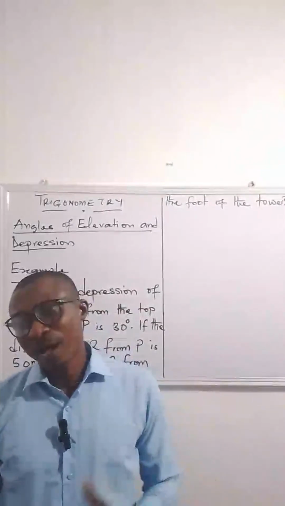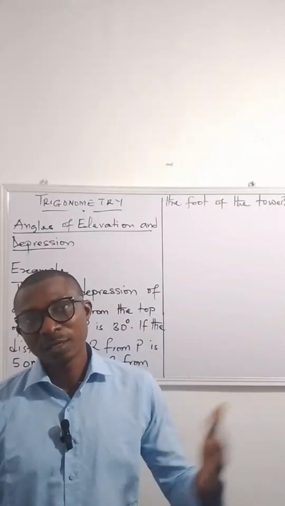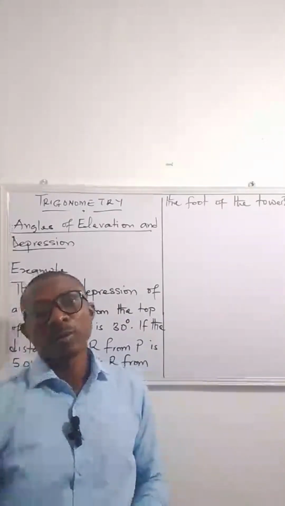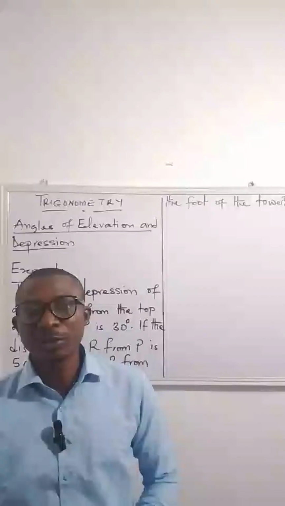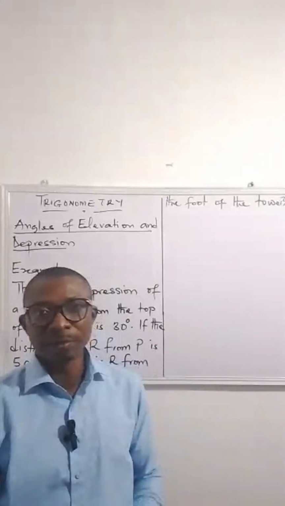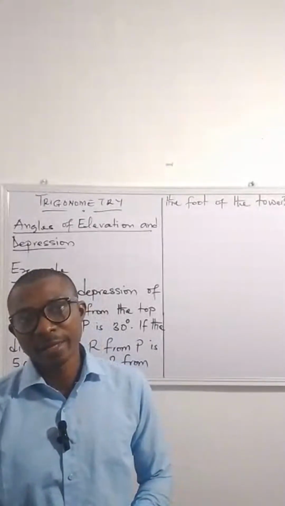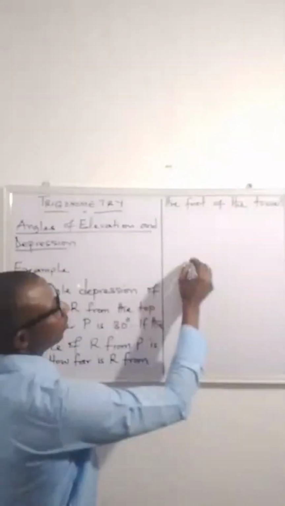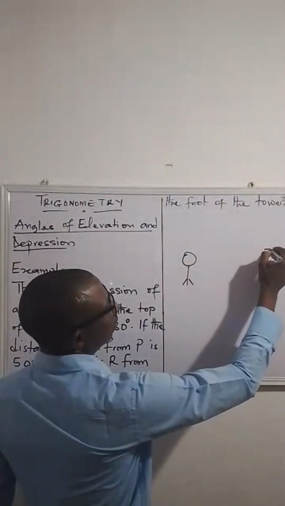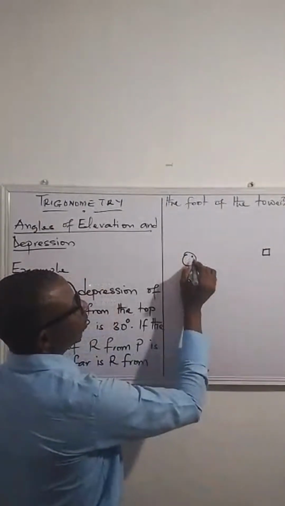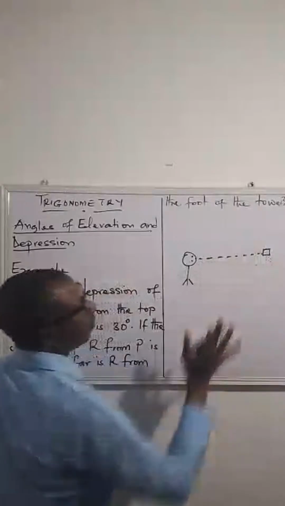Now I'm going to explain the concept of elevation and depression. The word elevation means you raise up. When you have to elevate your head, you raise your head up. Depression means you bow down; you look at something beneath. Let us look at it. Suppose we have a viewer here and we have an object here. Every normal human being will look straight, so this one is the normal view.